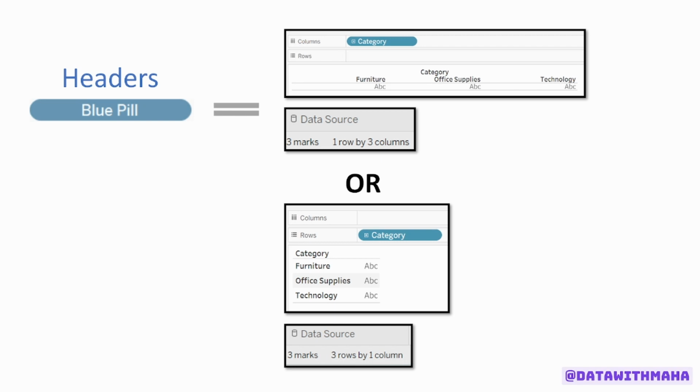We can see here that this is a status bar on the bottom of the Tableau window. You can find this in the left-hand corner, and this shows you that we now have 3 marks in the view because we have furniture, office supplies, and technology.